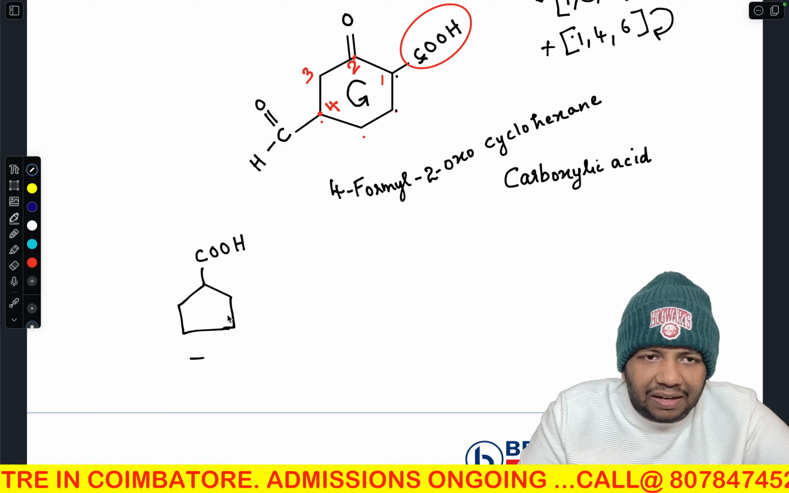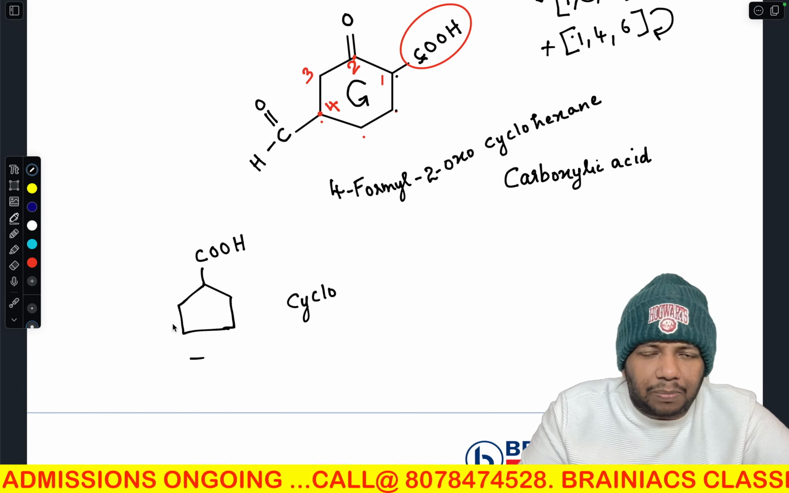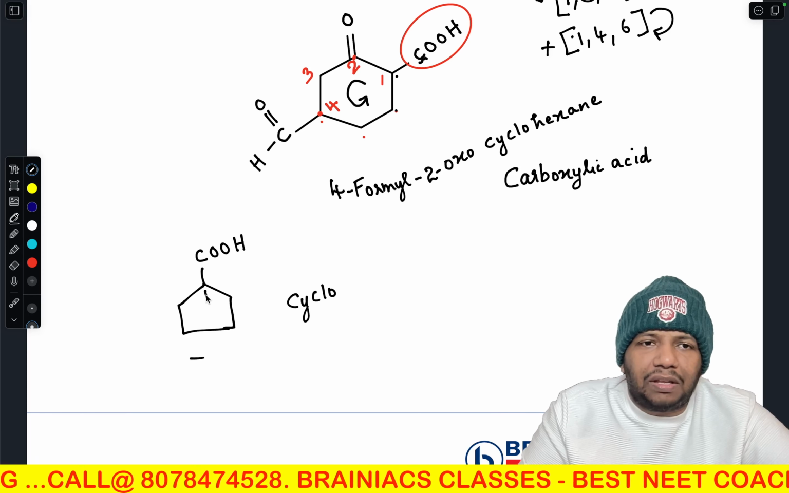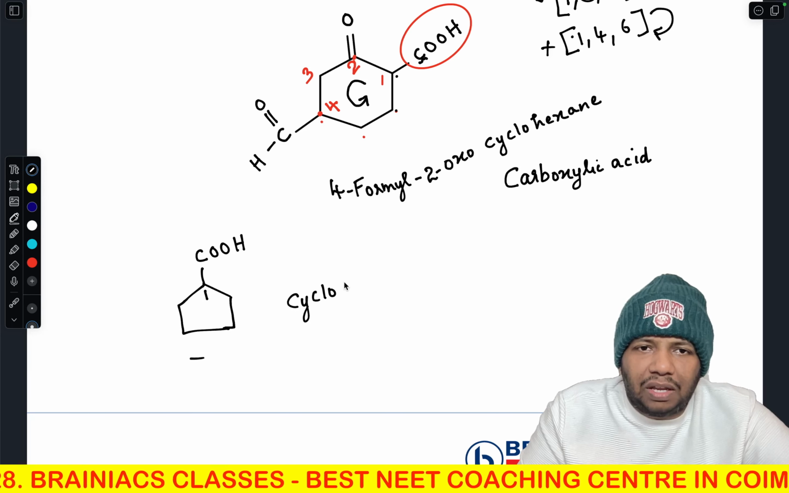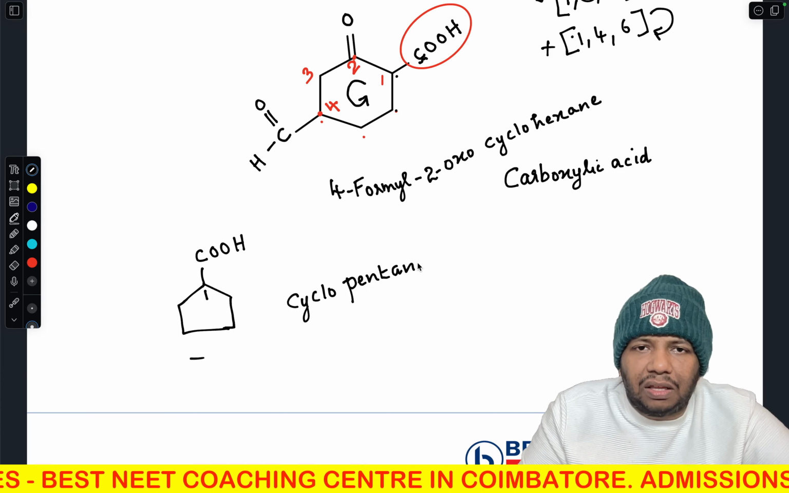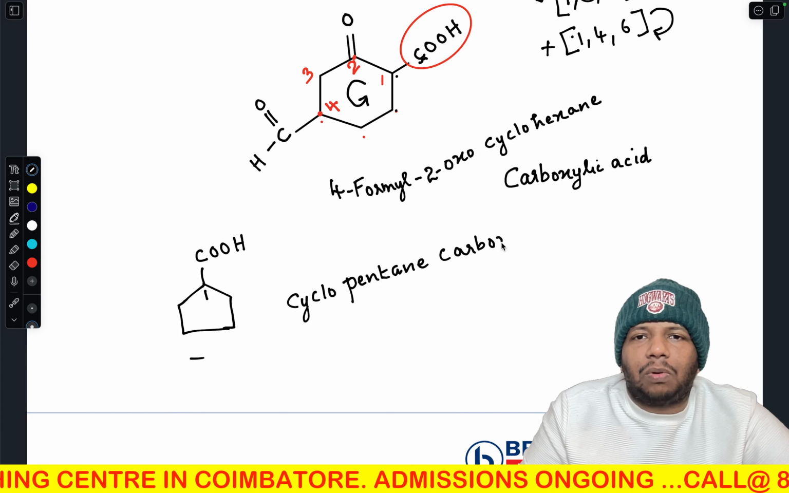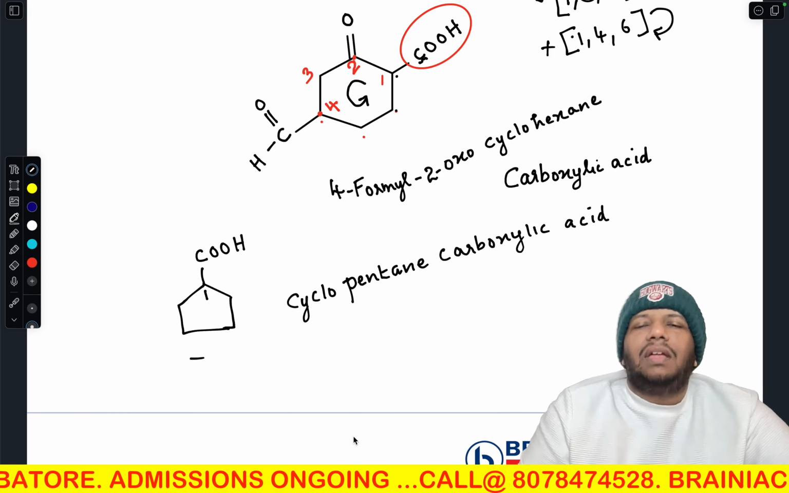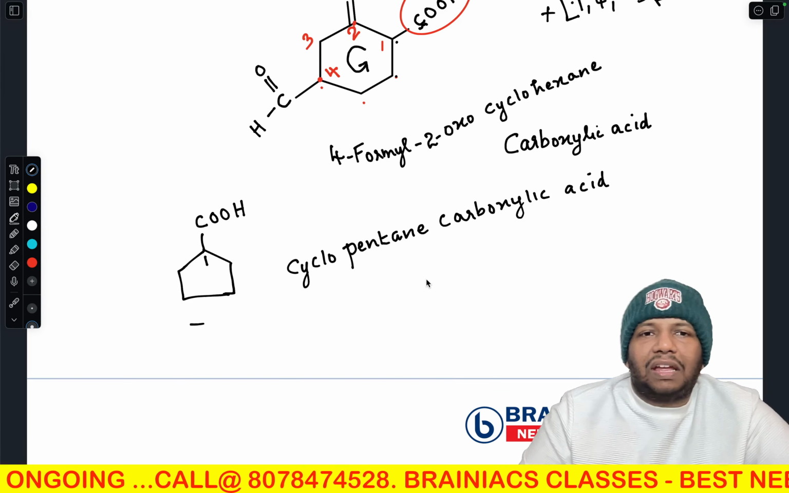The ring is present, so I will use the term cyclo. 5 carbon atoms are present in the ring. There is no substituent, so I don't need to put the numbering. Again, this will be 1. You can number it either clockwise or anti-clockwise. So we can say cyclopentane. Why pentane? 5 carbon atoms are in the ring. Again we need to mention cyclopentane carboxylic acid. Clear?